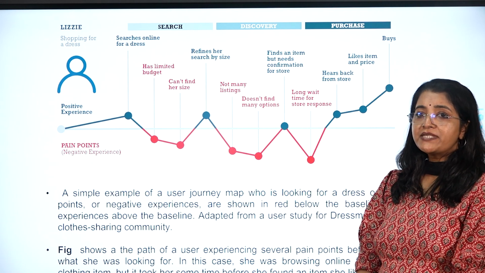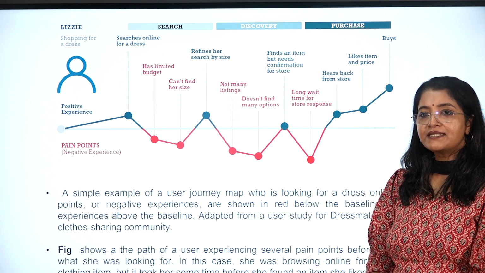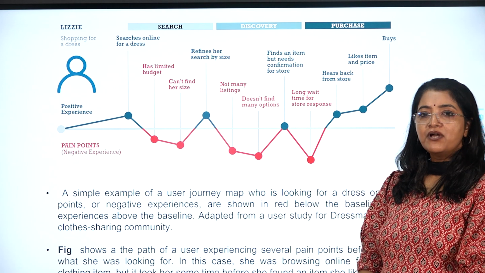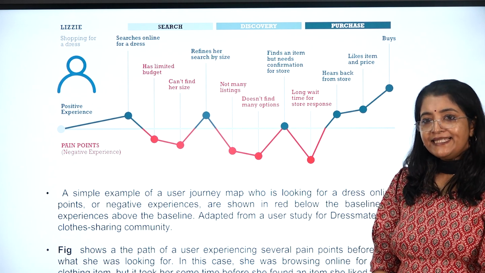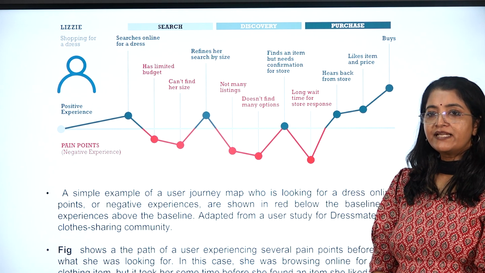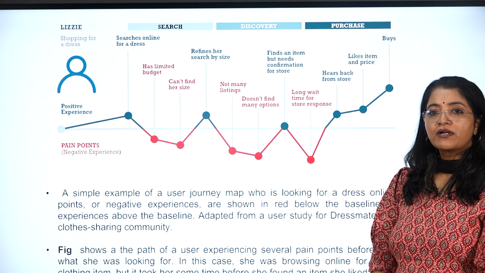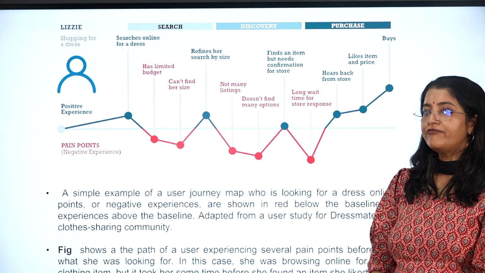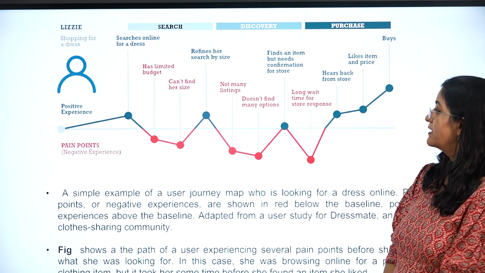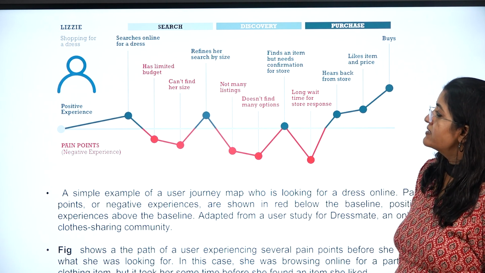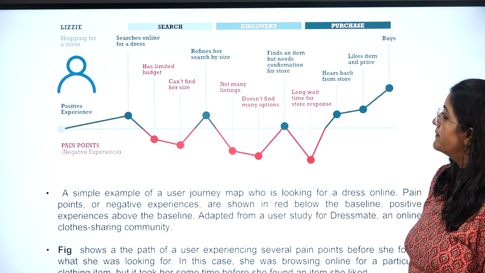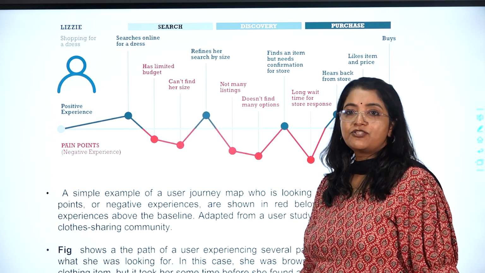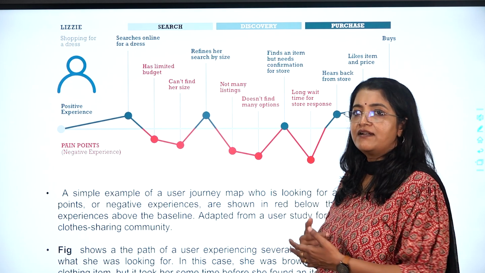The figure shows the path of a user experiencing several pain points before she found what she was looking for. In this case, she was browsing online for a particular clothing item, but it took some time before she could find an item she liked. So we will look at the journey that this lady is having. This is Lizzie, who is shopping for a dress online. We all shop for dresses.